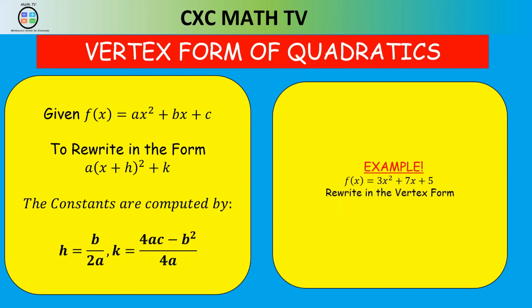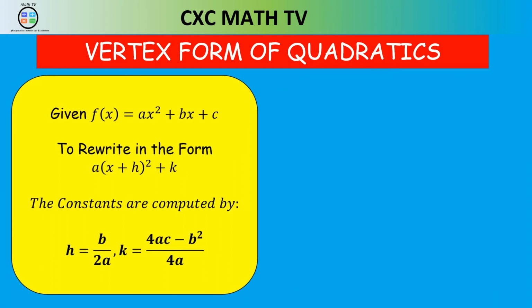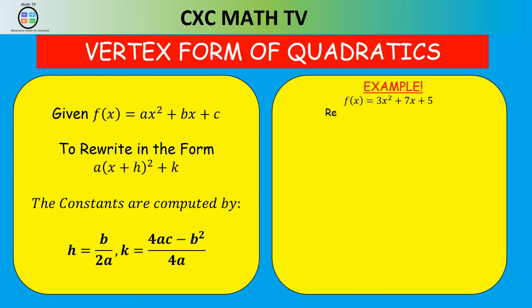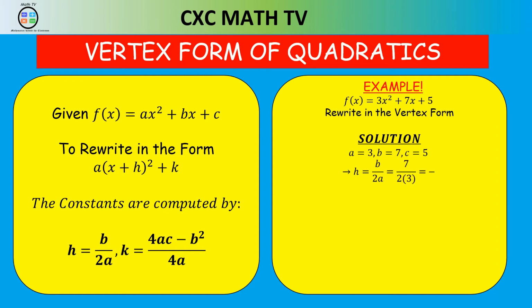Rewrite in the vertex form. First thing we do is write down a, which is the coefficient of x squared, which is 3, b is 7, c is 5. H is going to then be computed by b over 2a. So it's 7 over 2 times 3, which is 7 over 6.